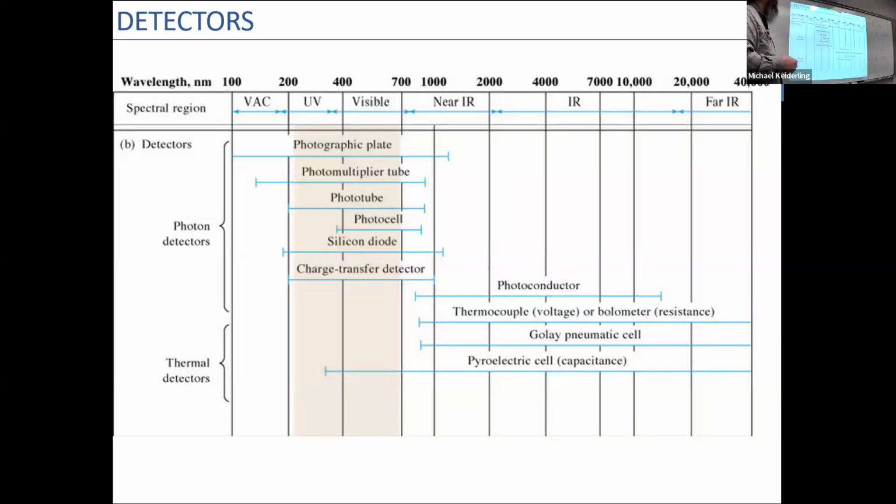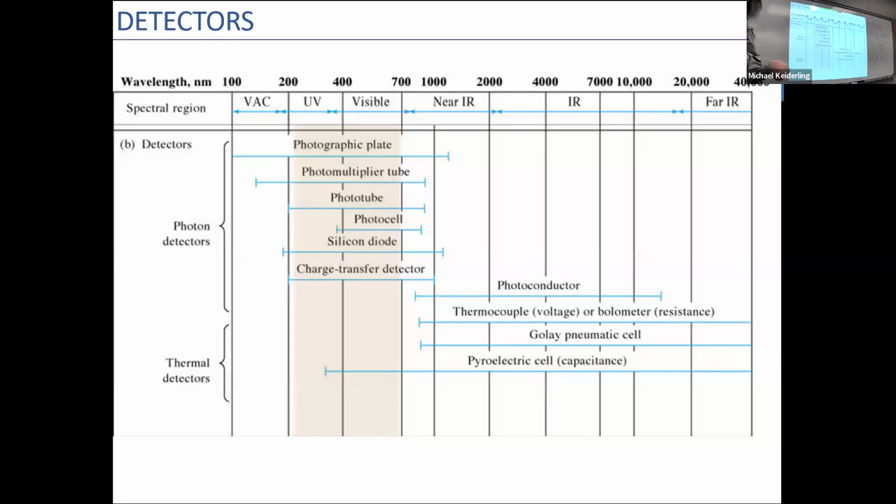Photocells, silicon diode, similar range. Charge transfer detector, that is basically, if I remember correctly, more or less what's in your cell phone camera. It's an array of those.